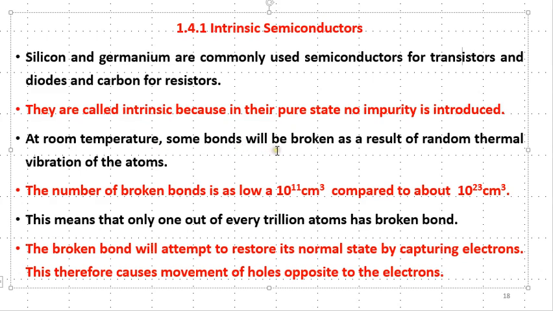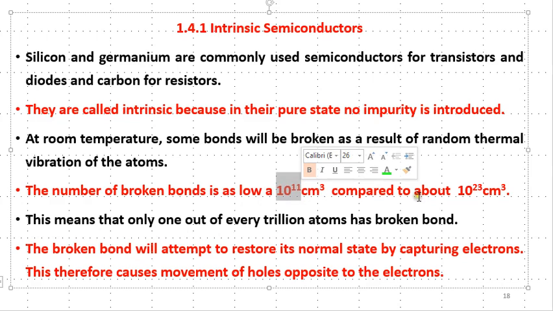When the temperature rises to room temperature and above, bonds are broken and the charge carriers are produced, therefore it is behaving as a conductor in that case. But what's the problem? The problem is that the average number of bonds that are broken for 1 mole is equal to 10 raised to the power 11 per cm cube.